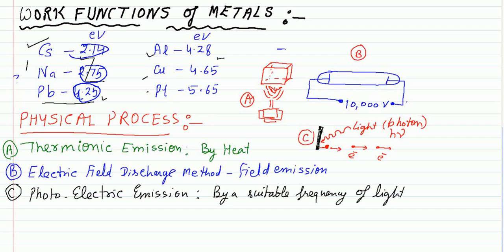If you see aluminium, copper, and platinum, which are metals, the values are so high: 4.28, 4.65, 5.65. These are the values of the work function, in units of electron volts. In both cases, a very small amount of energy is required to eject the electron from these metals.